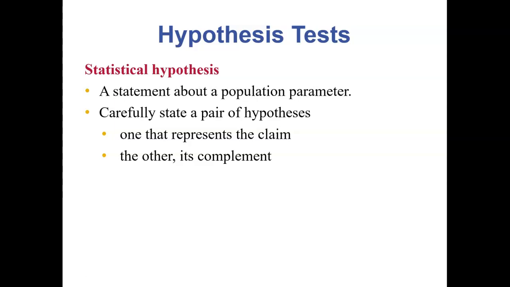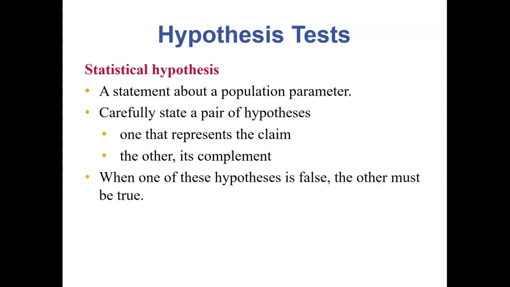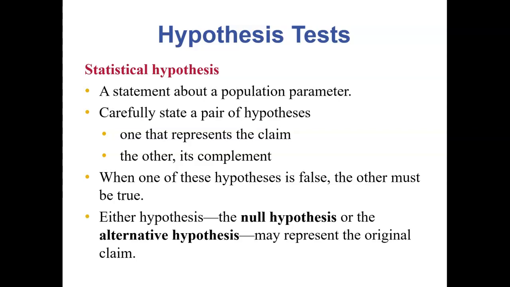So let's go ahead and see what they are. One represents the claim and the other represents its complement. So they are opposite to one another. When one hypothesis is false, the other hypothesis is true. Okay? The names of the hypotheses are the null hypothesis and the alternative hypothesis.